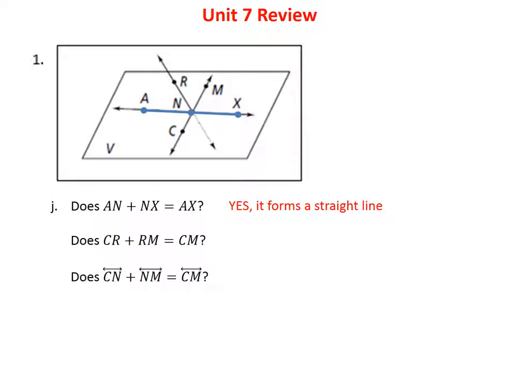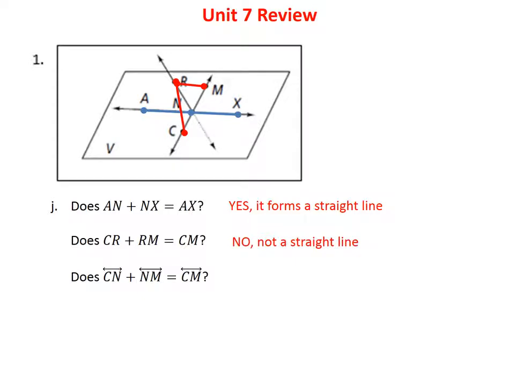On the second one, notice that CR and RM, one goes up and one comes down, and they don't form a straight line. So because they don't form a straight line, we can't say that they add up to CM, because CM is actually shorter than those two. They form a triangle. The last one's kind of tricky because you notice the terminology change.